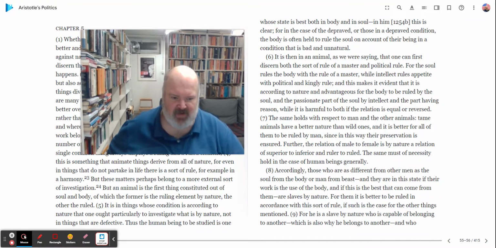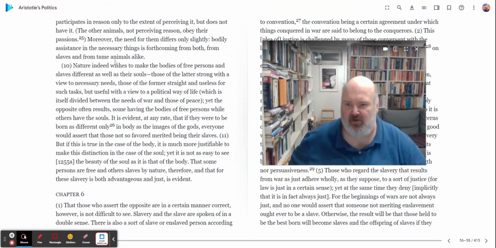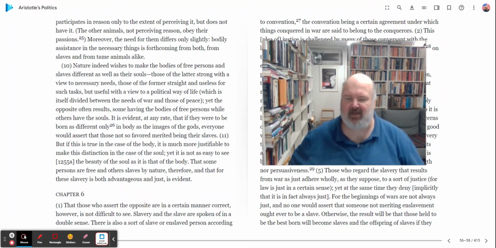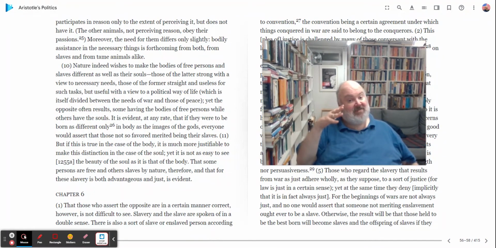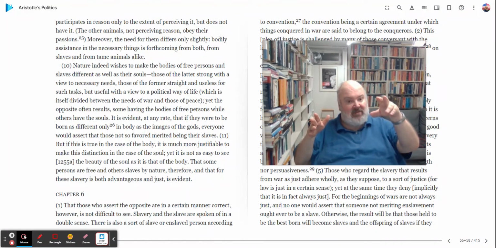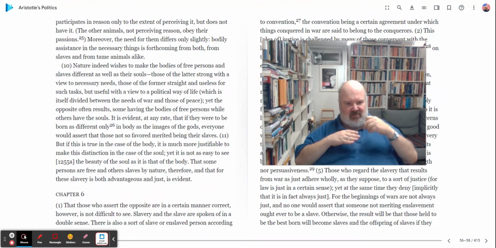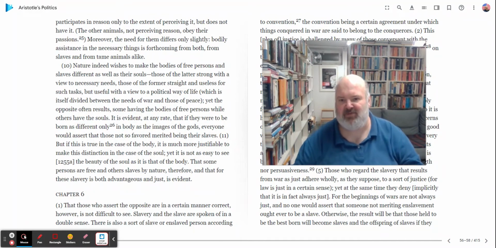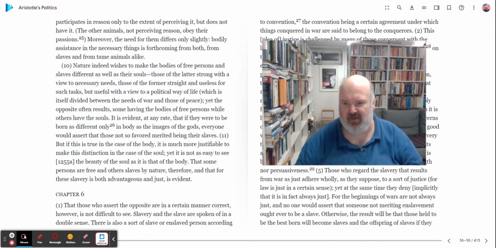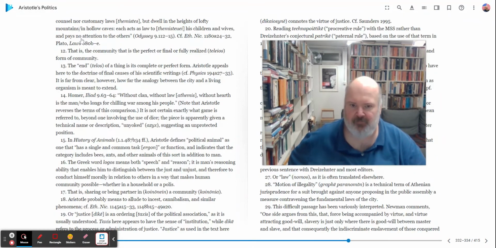For he is a slave by nature who is capable of belonging to another, which is also why he belongs to another, and who participates in reason only to the extent of perceiving it, but not to have it. In other words, they can perceive reason, they can kind of see it, but they don't have it. Okay, this is the slave. The slave by nature can perceive something but not possess it, and the other animals, not perceiving reason, obey their passions. Okay, and this is that note 25.